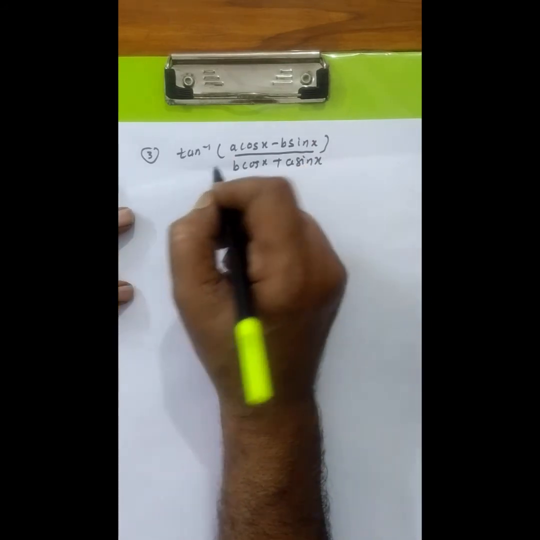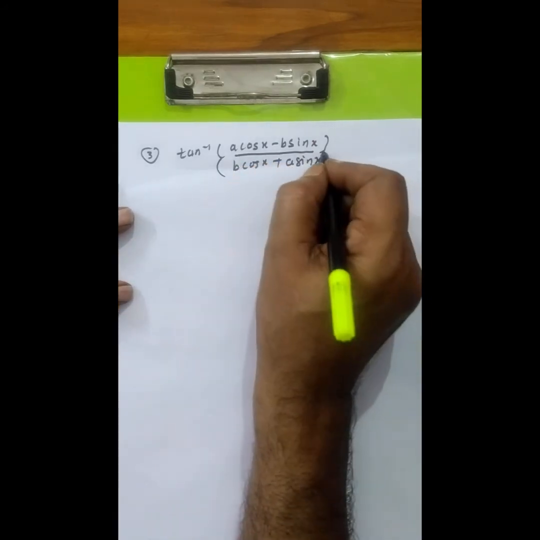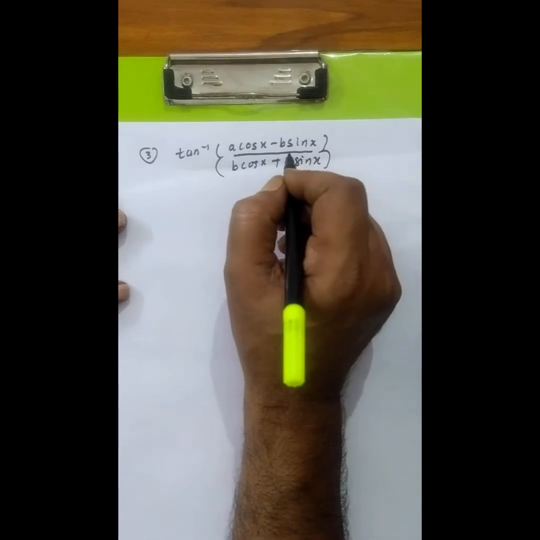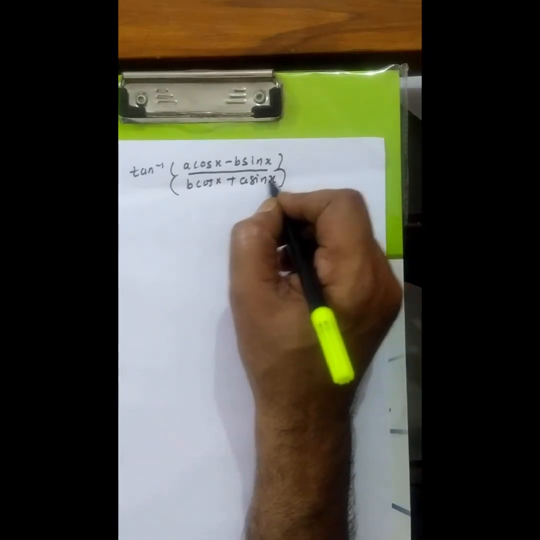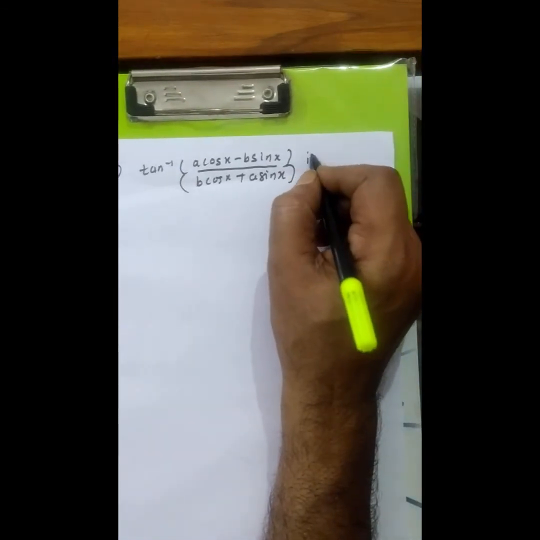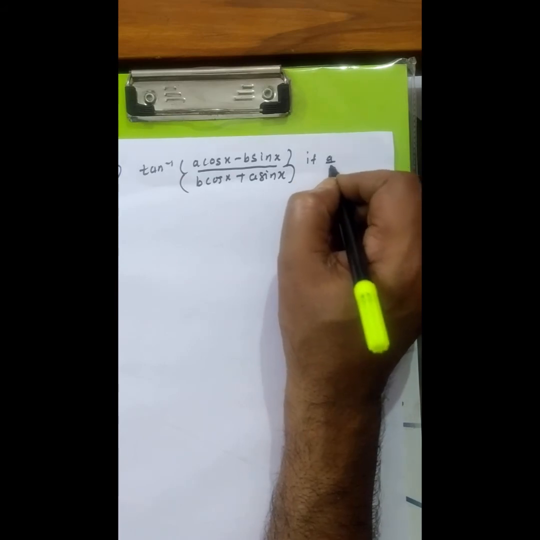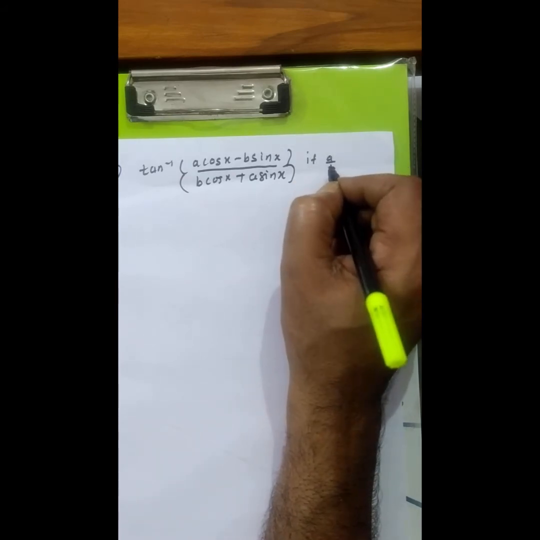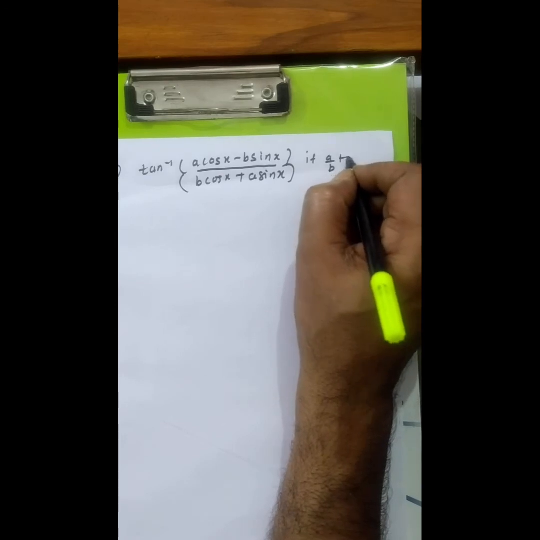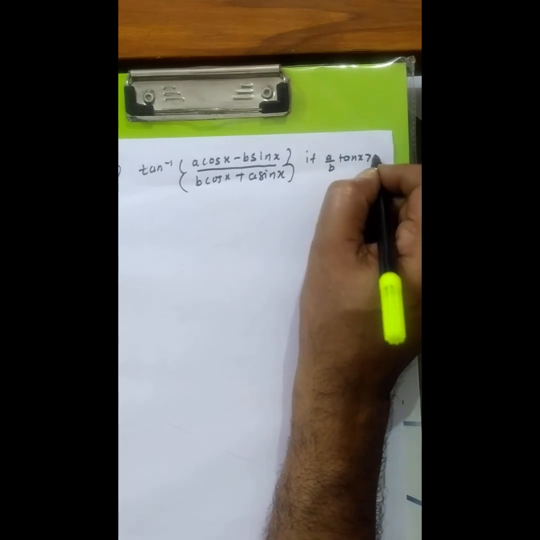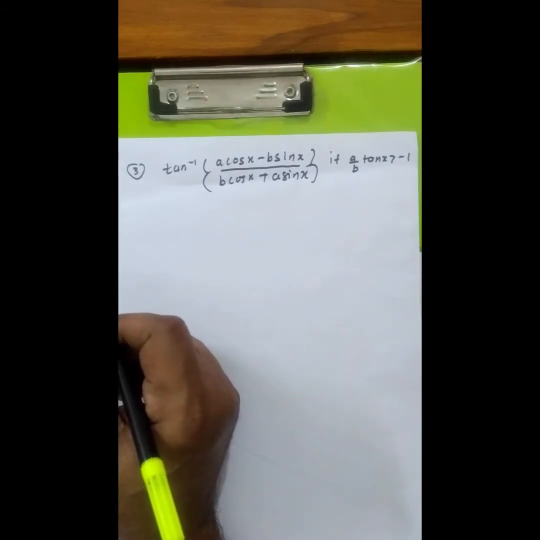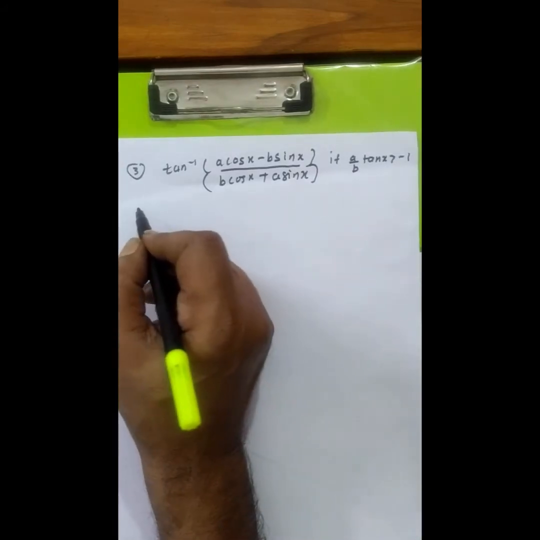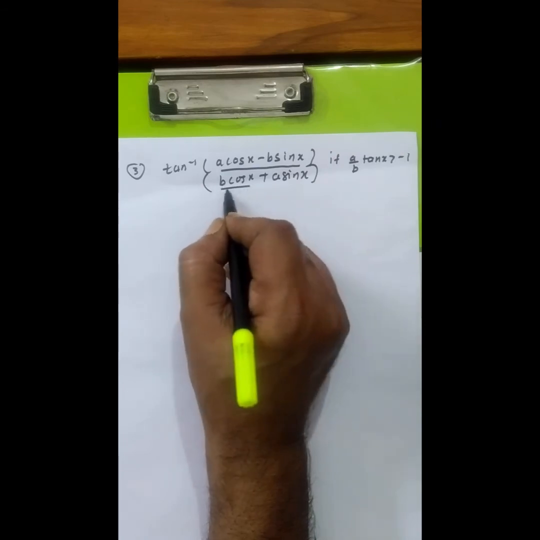Express in simplest form tan inverse of a cos x minus b sin x upon b cos x plus a sin x, given the condition that a upon b into tan x is greater than minus 1. So here we should convert this into 1 first.